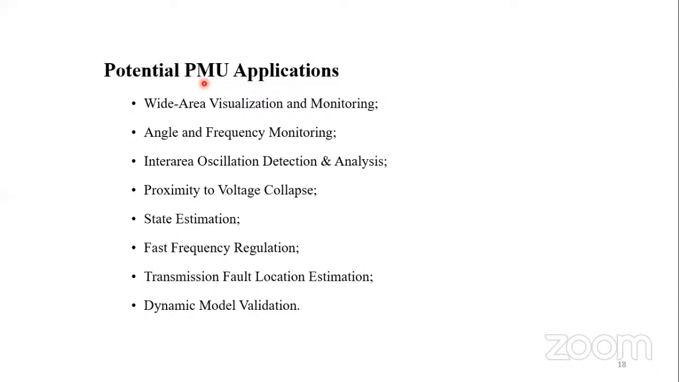And also the most important advantage of PMU is state estimation. So what is state estimation? State means we are talking about the condition, the present condition of the interconnected power network, and estimation means we are measuring the values of the current interconnected power network. This topic of state estimation with PMU is very, very important, and for this we are using the phasor measurement unit. There are also other promising applications of phasor measurement unit, that is fast frequency regulation. We can also do transmission fault location estimation and dynamic model validation. These are all some promising areas of PMU applications.